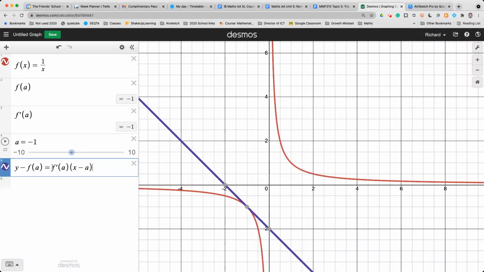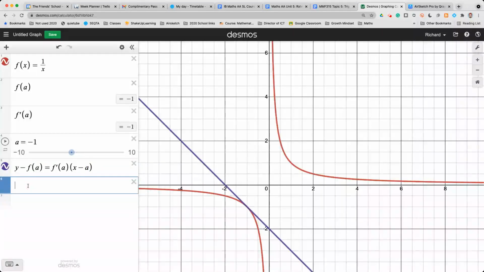I got you to do all that hard work there because I wanted you to see that effectively to work out this tangential line, we just need to be able to determine the gradient at that point and then use the coordinate of the original function to come up with our linear function. And that's basically it. And then we can transform this into general form if we want to.